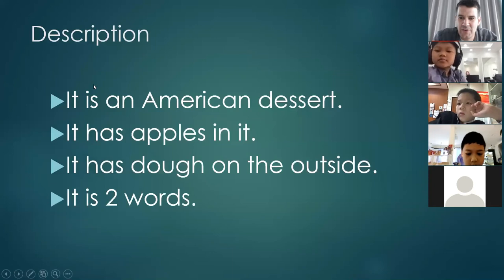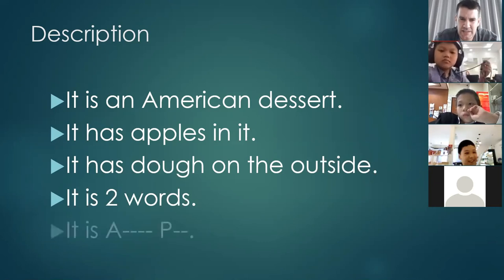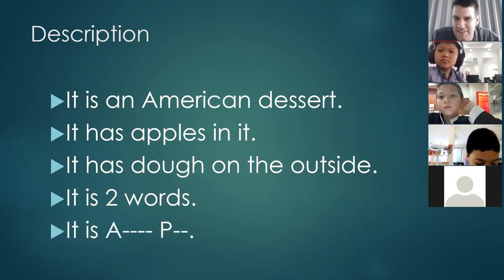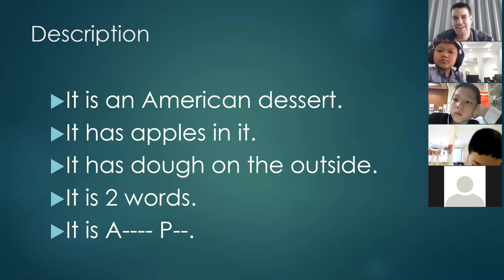So do you know what a food is that is very famous in America? It has dough and apples. It's two words. One is A and one is P.